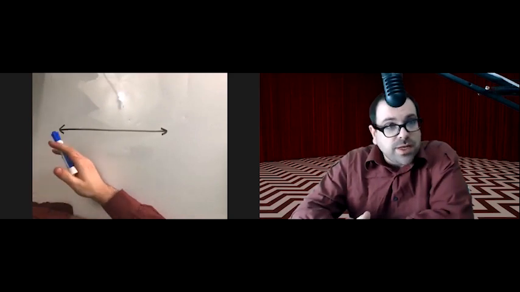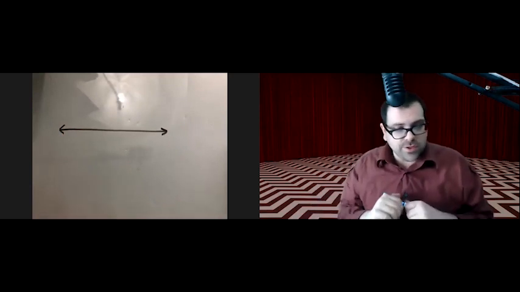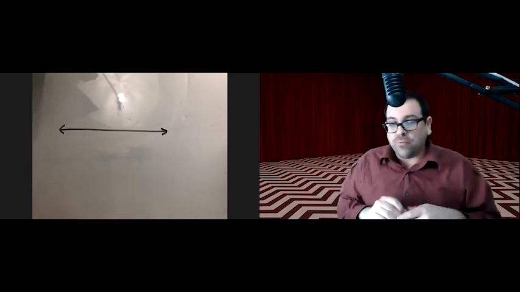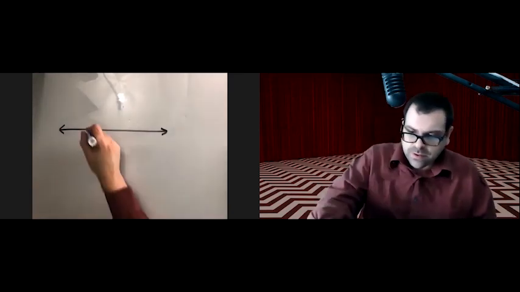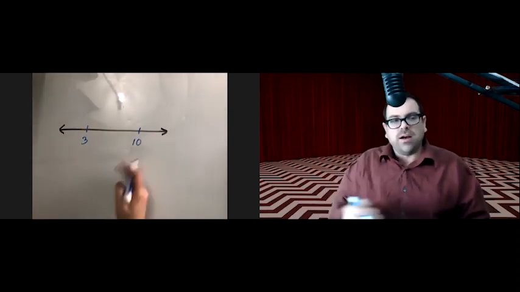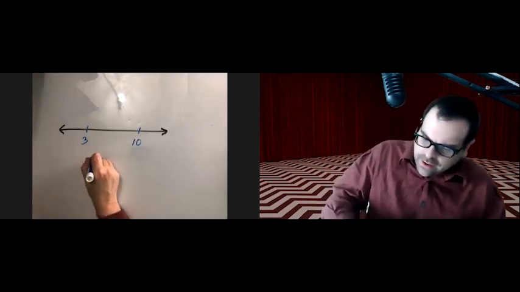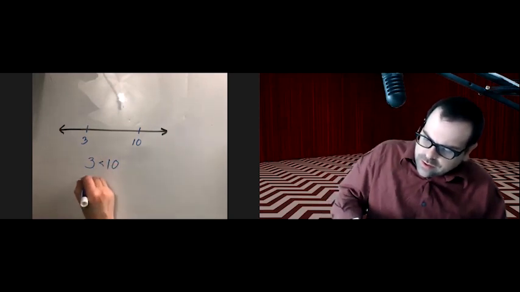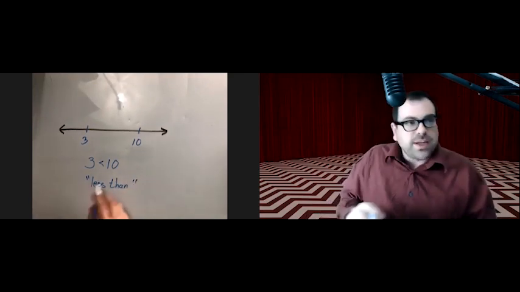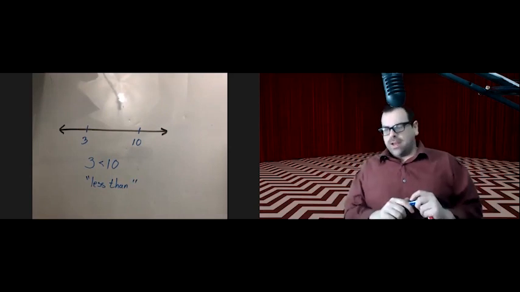Let's just introduce inequality symbols, introduce inequalities overall. So any two numbers can be written on a number line. And if we wanted to compare the two numbers, three would come before 10, three would be to the left of 10 physically. That's going to be our definition of less than. If we say 3 is less than 10, we mean 3 is to the left of 10 on a number line.